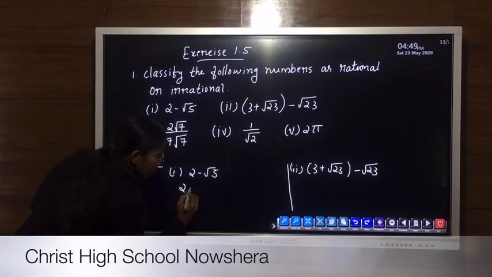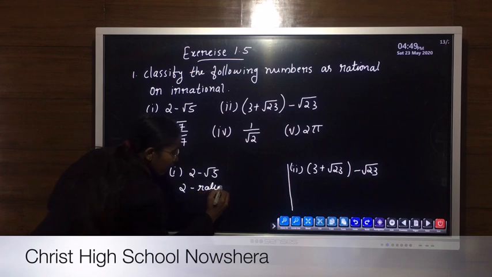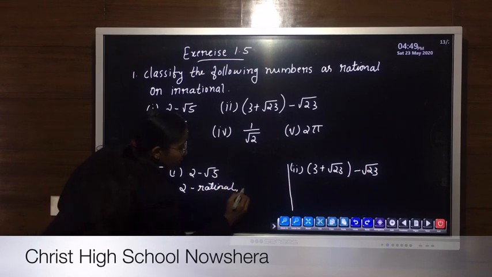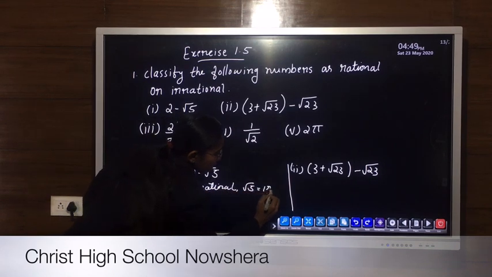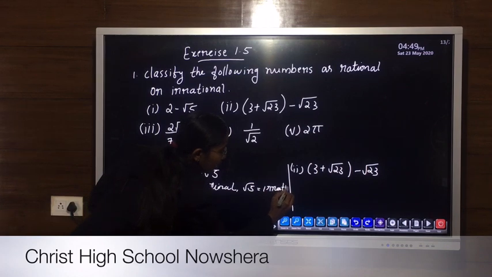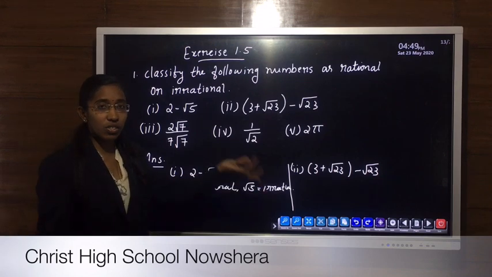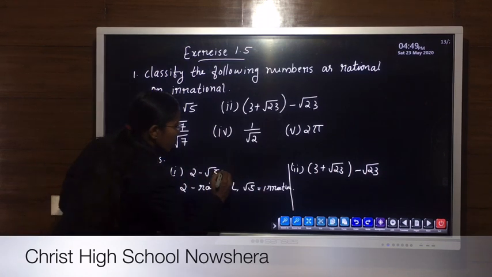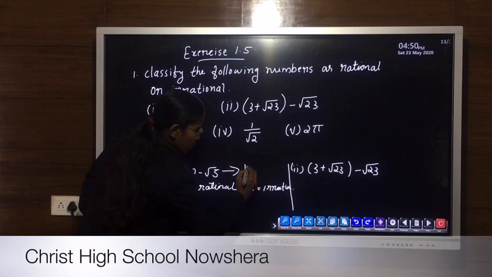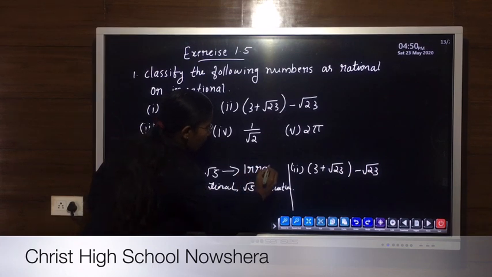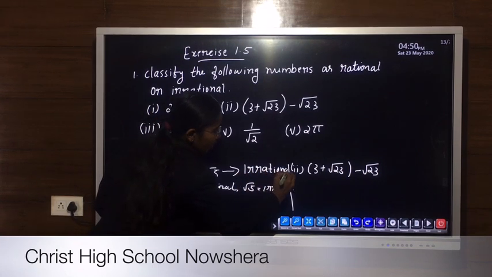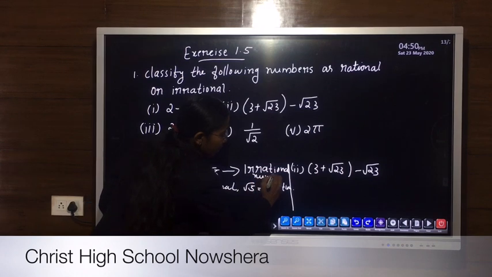Which means here 2 is a rational number and root 5 is an irrational number. So the difference between one rational and irrational is always irrational. So this answer is irrational, which means 2 minus root 5 is an irrational number.